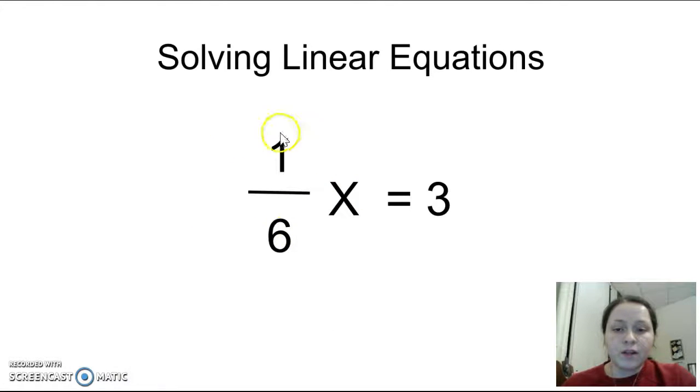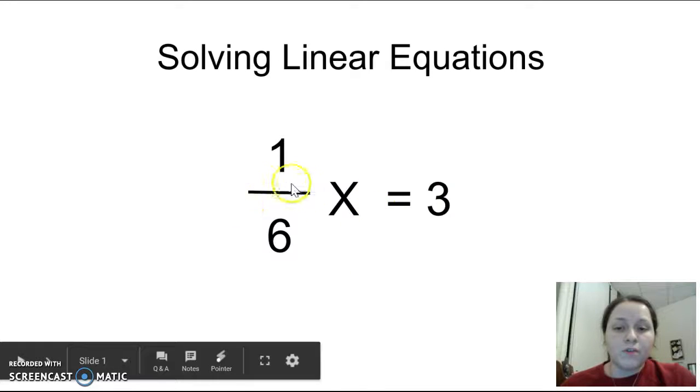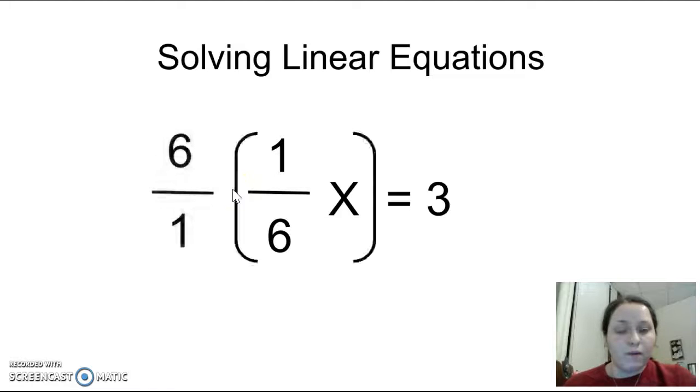So first we're going to look at this equation right here. So we have 1 divided by 6x equals 3. Now for the reciprocal of this, it's going to be 6 divided by 1. So now we have 6 over 1 times 1 over 6x equals 3.